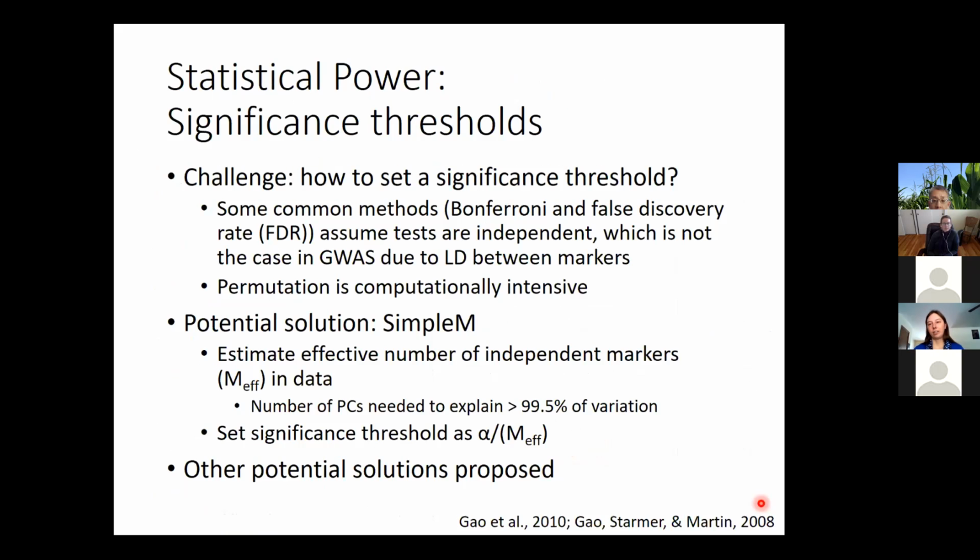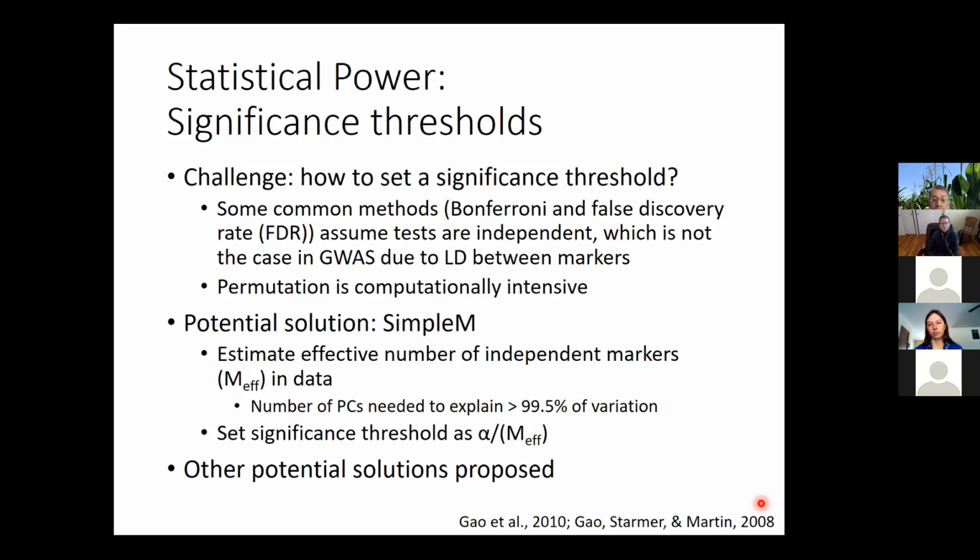Setting an appropriate significance threshold is also important and a challenge in GWAS. This is because some common methods like Bonferroni and false discovery rate, or FDR, assume that tests are independent or that test statistics are independent, which is not actually the case in GWAS because of that LD between markers. Another option, permutation, can be very computationally intensive, especially with large data sets.